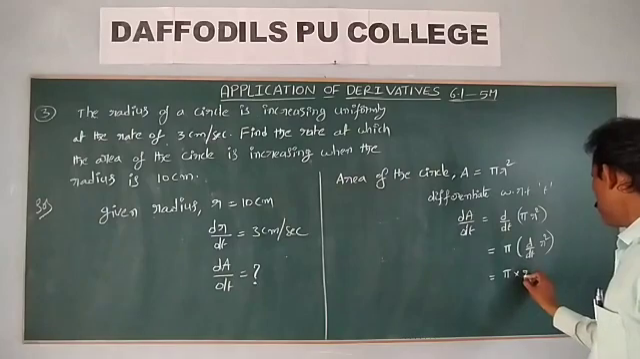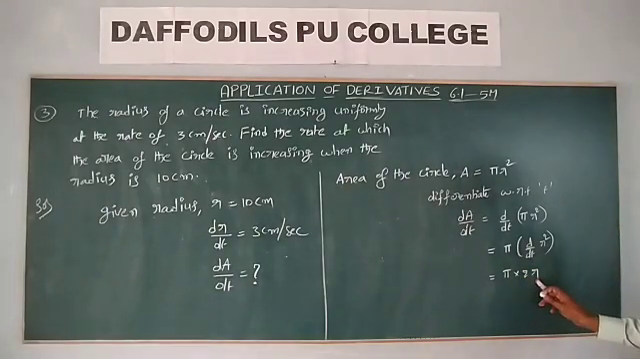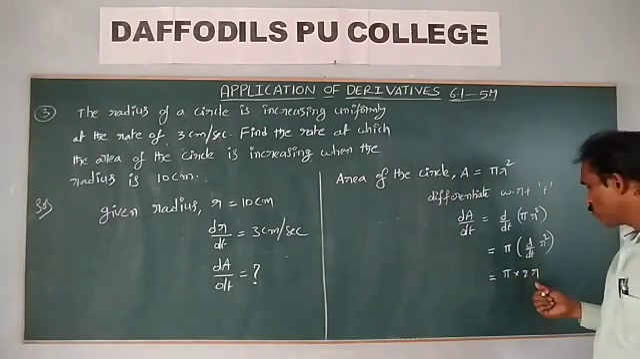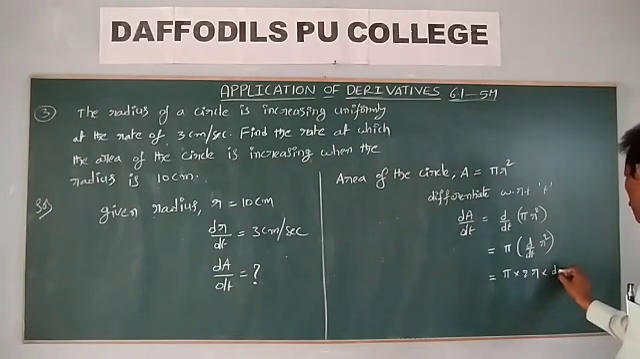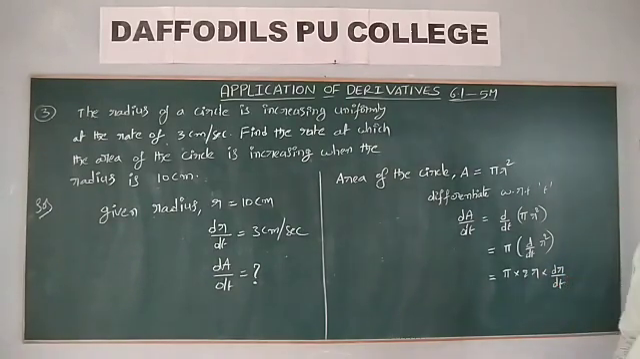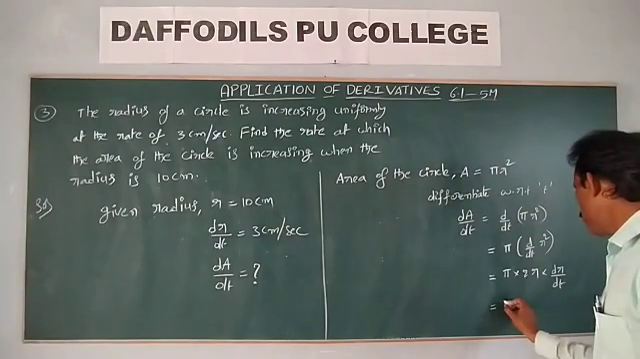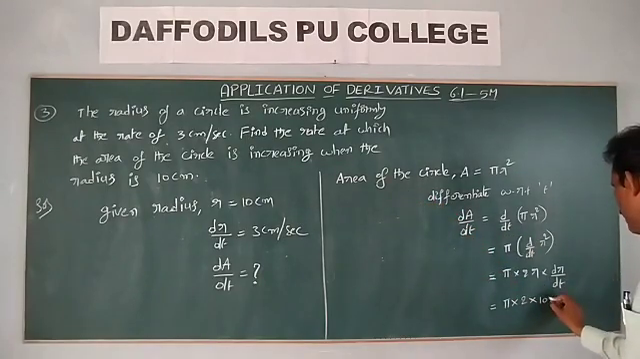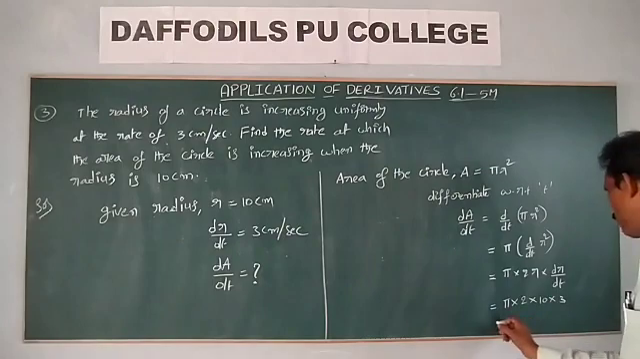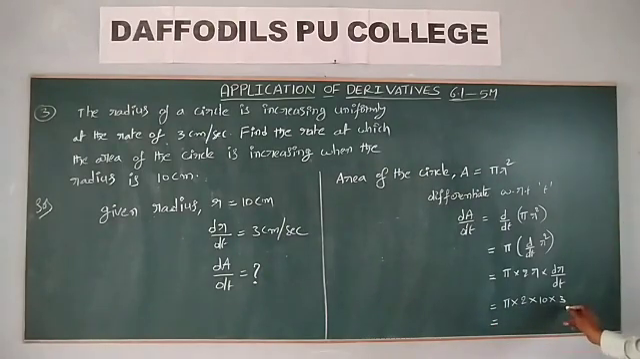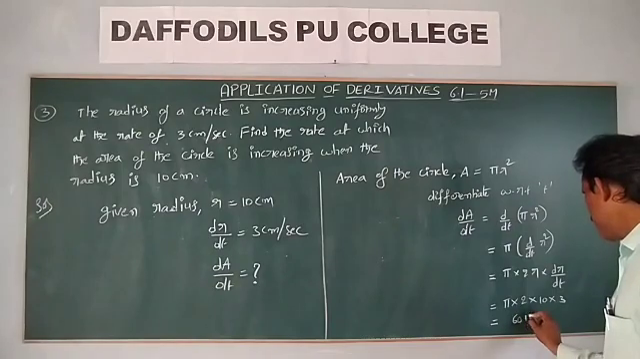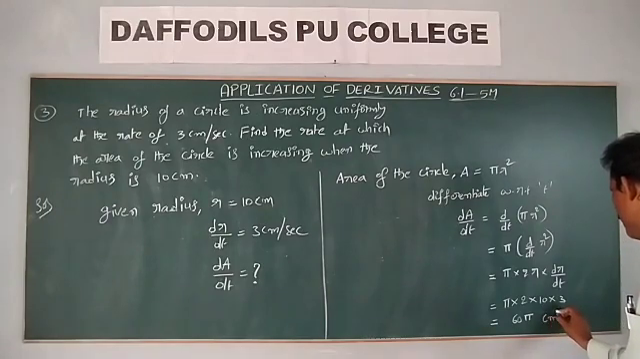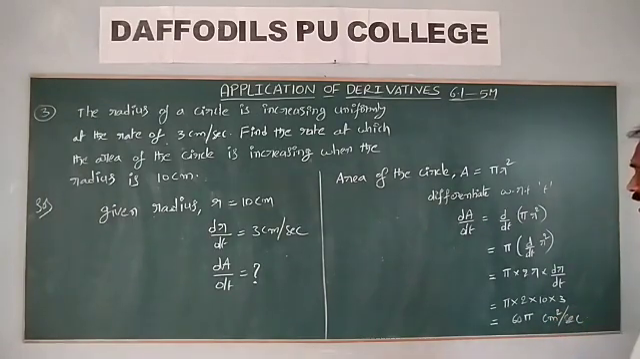That implies pi into 2r, by using the chain rule, which we already know from the previous chapter, times the derivative of r, dr by dt. This is equal to pi into 2 into the radius of the circle, 10, into dr by dt, 3 centimeter per second. That implies 60 pi. Area means square units, so centimeter square per second.